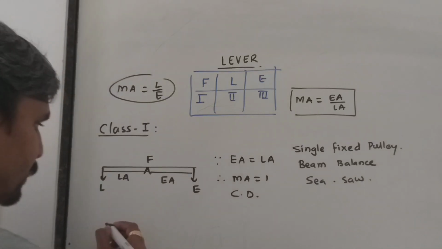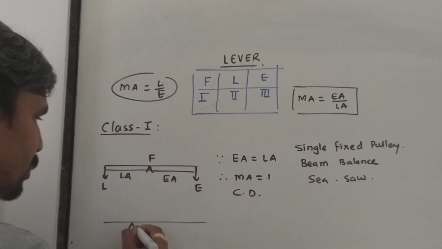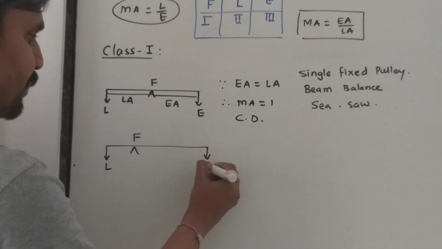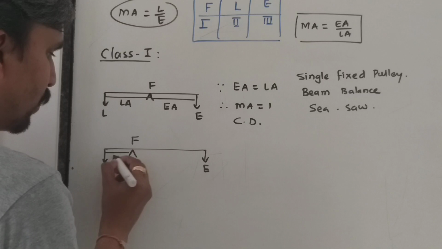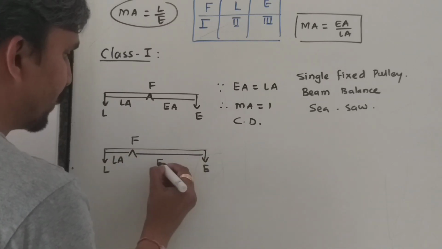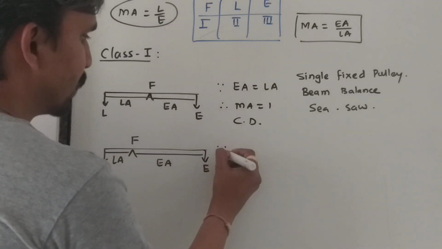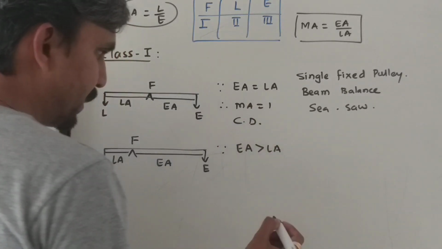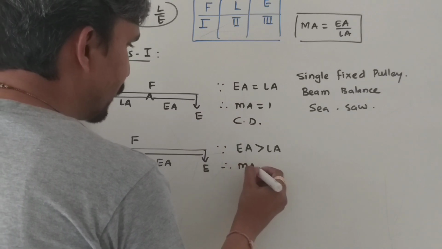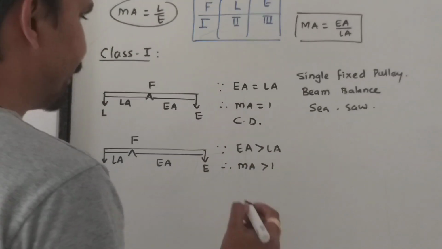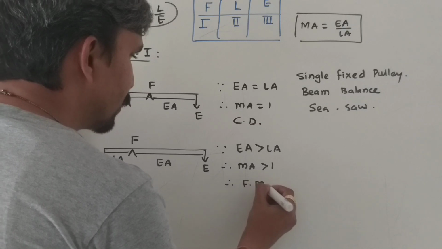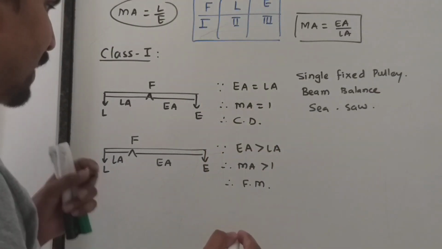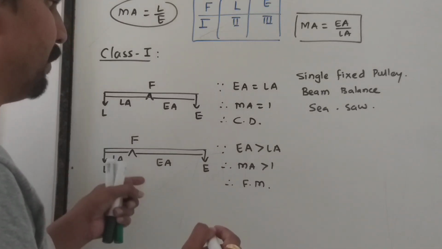Now, in a class 1 lever only, you can have this kind of structure. Fulcrum is over here. Here is your load, and here is your effort. So here, this is your load arm. This is your effort arm. Now can I say here, since your effort arm is greater than your load arm, right? So I can write your MA is greater than 1. Then that kind of machine is called a force multiplier. That kind of machine is called what? Force multiplier. Now what is the example of a class 1 lever where MA is greater than 1?